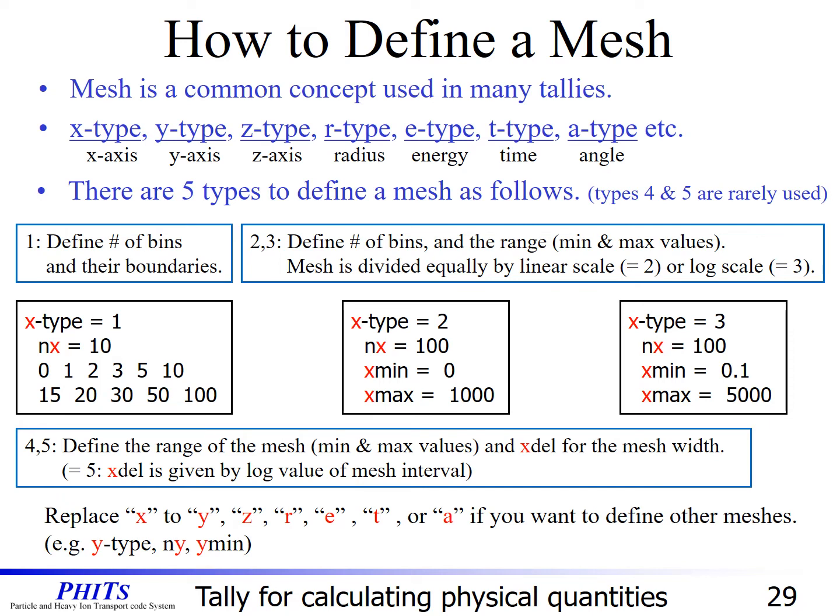X-type equals 1 and 2 were described before. X-type equals 3 is almost the same as X-type equals 2, but the mesh is subdivided by logarithmic interval. For X-type equals 4 and 5, the minimum value, the maximum value and the width of a mesh are defined. The red letter will be replaced if you want to define other meshes.